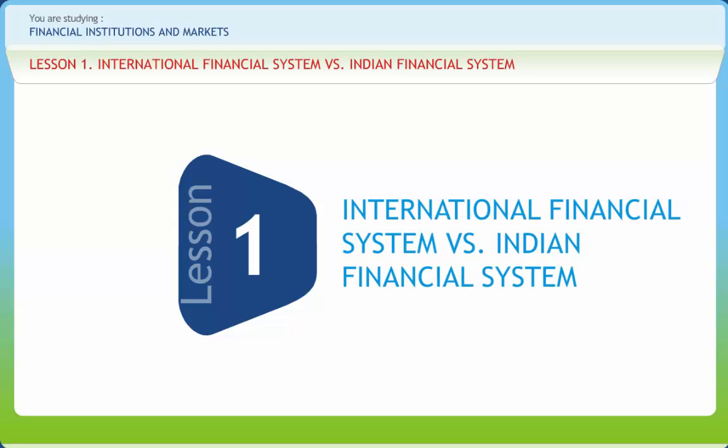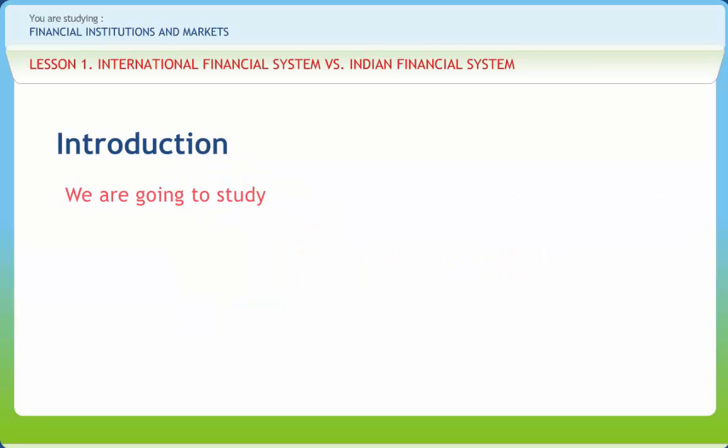International Financial System versus Indian Financial System. We all know that the financial system is possibly the most important institutional and functional vehicle for economic transformation.